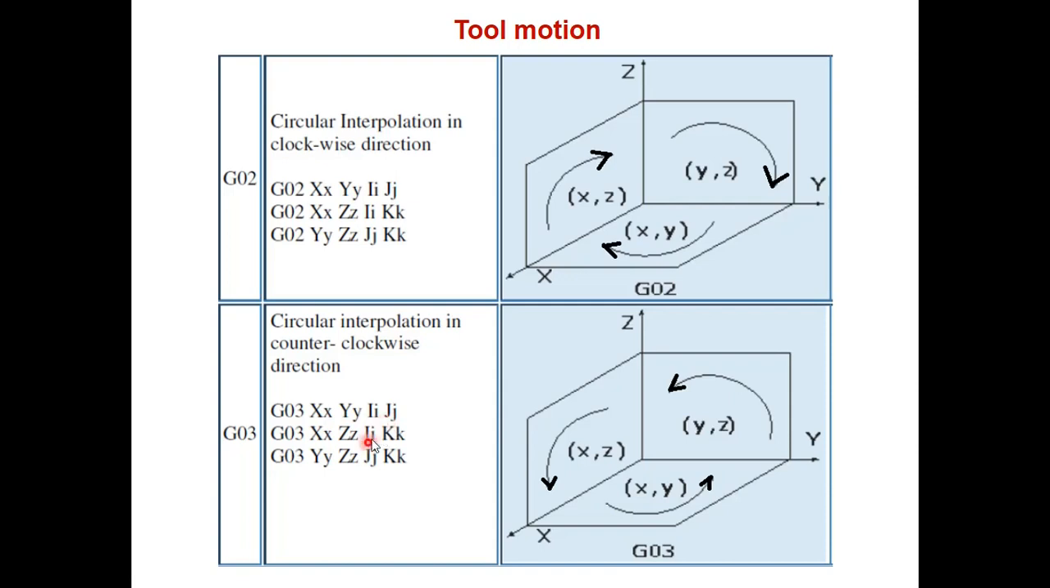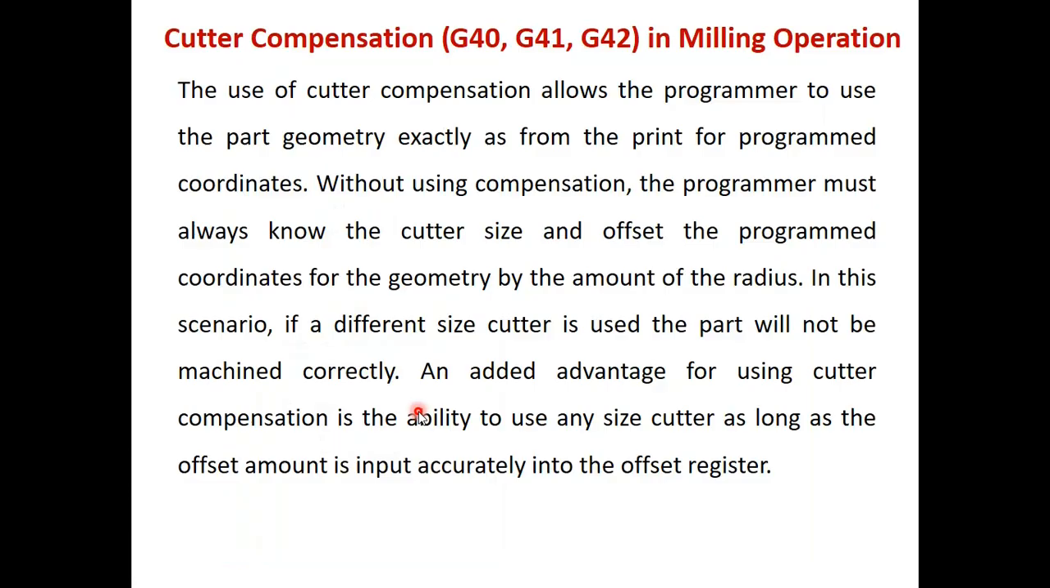I comma J or I comma K, depending upon which plane you are working. Also we can use radius instead of I and J. So more detail about this one we will see in the next few sessions.